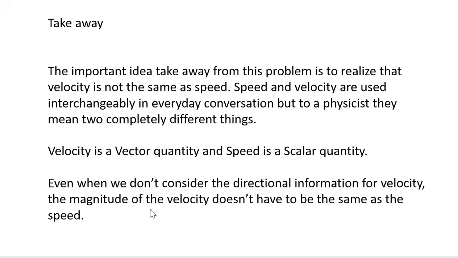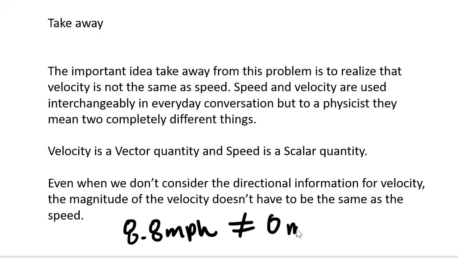The important idea to take away from this problem is to realize that velocity is not the same as speed. Speed and velocity are used interchangeably in everyday conversation, but to a physicist they mean two completely different things. Well, for one, velocity is a vector quantity and speed is a scalar quantity, so just by that alone they are not the same thing. But even if we don't consider the directional information for velocity, the magnitude of the velocity doesn't have to be the same as the speed. In the problem we saw that the speed, which was 8.8 miles per hour, was not the same as the average velocity, which was 0 miles per hour.